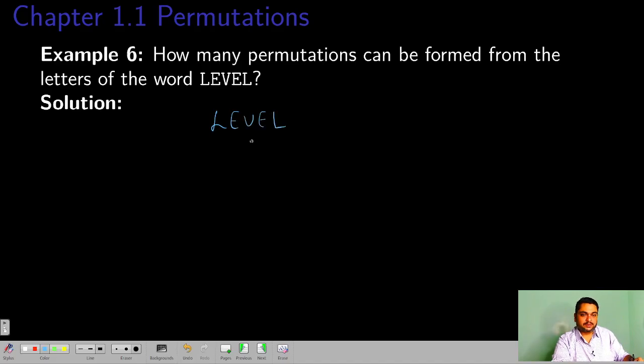L-E-V-E-L. They are given this. How many permutations can be formed? We'll count the number of letters or characters: 1, 2, 3, 4, 5. These 5 letters can be arranged in 5 factorial ways.